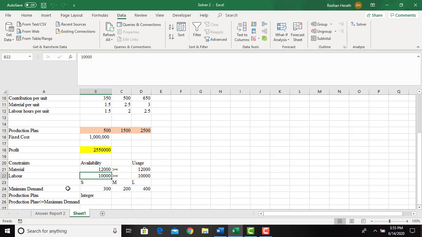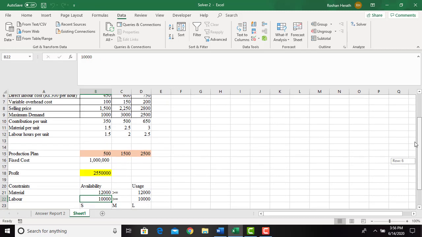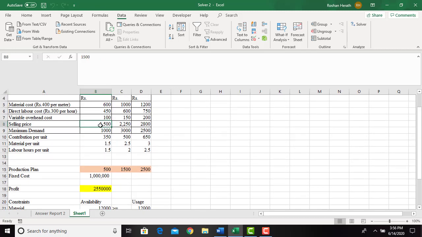And when it comes to this minimum requirement, it says that it's not a binding one, because you have produced 500 units there. And the maximum one, when you look at that with the B15 cell, B15 and B9, you can see that these are not binding, but this is binding. So when it comes to this maximum demand criterion, here it's not binding, right?